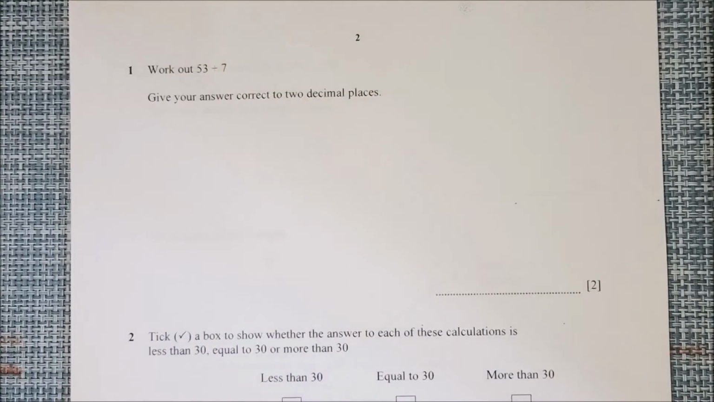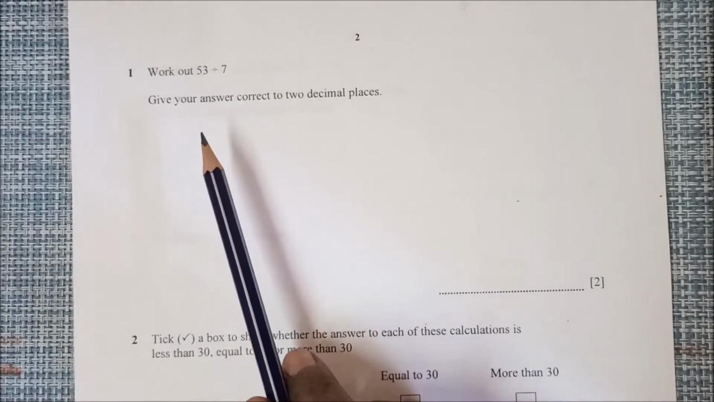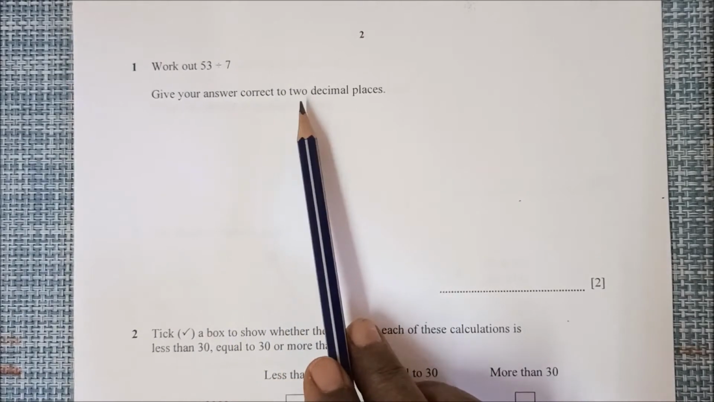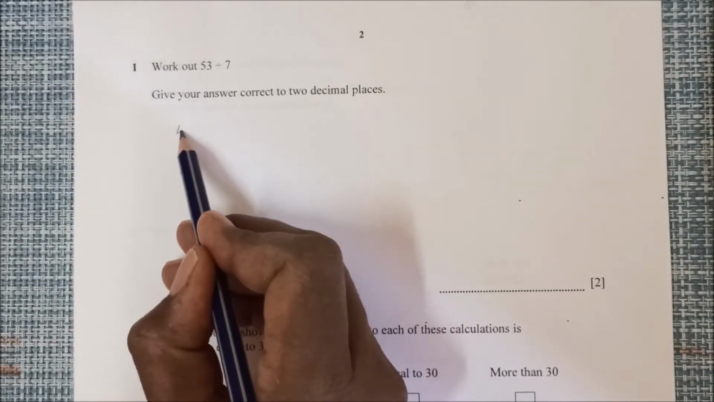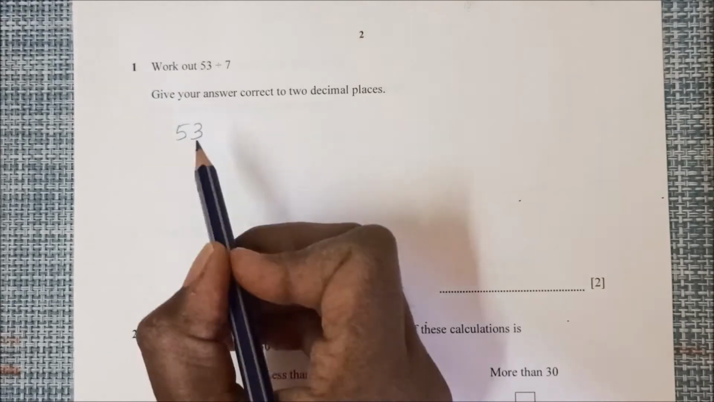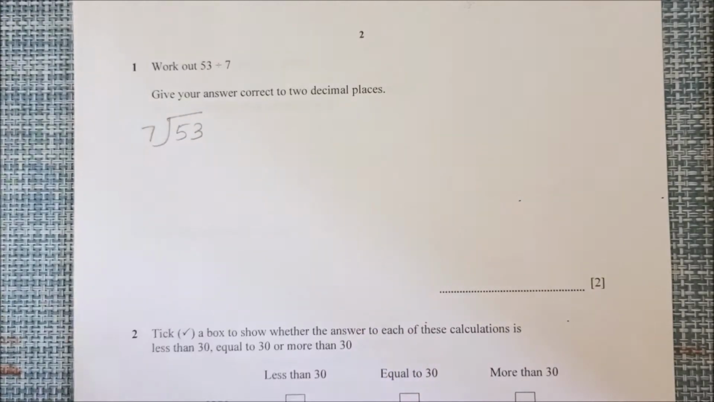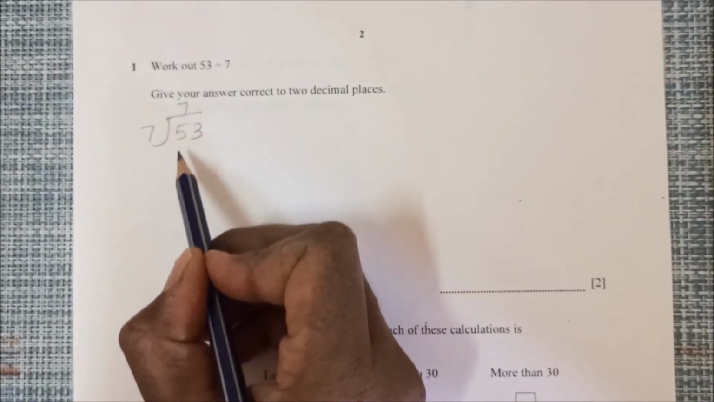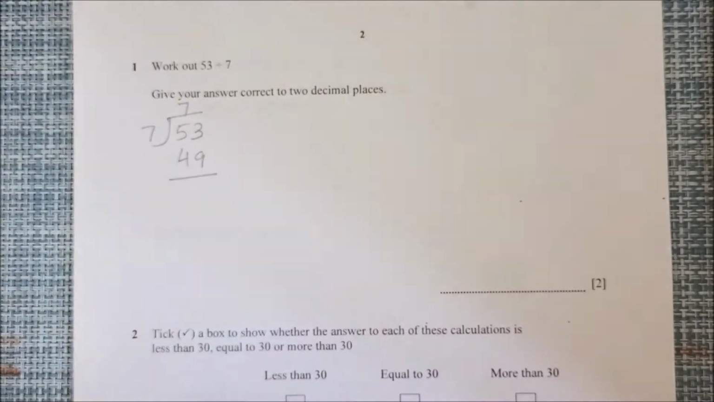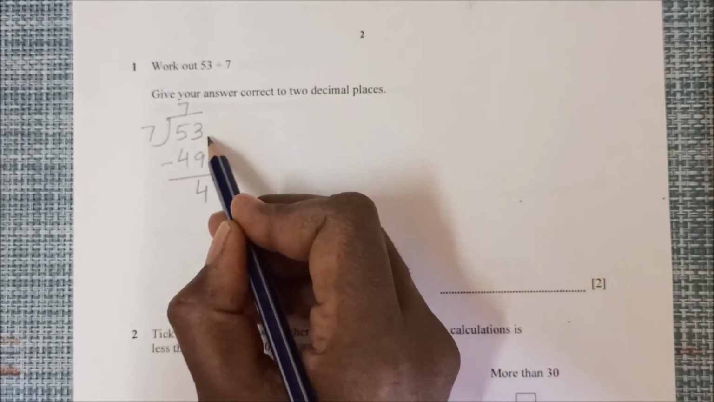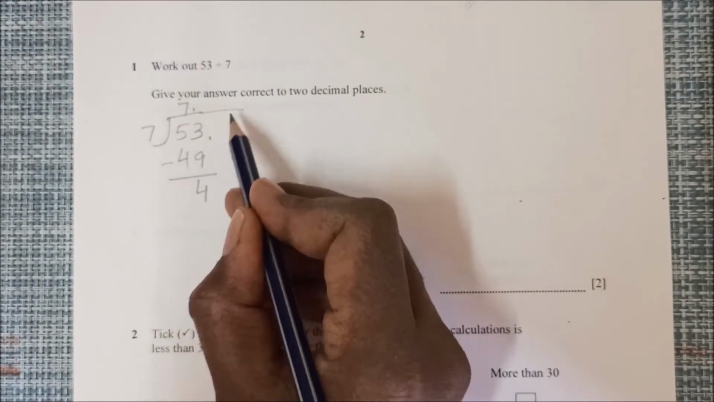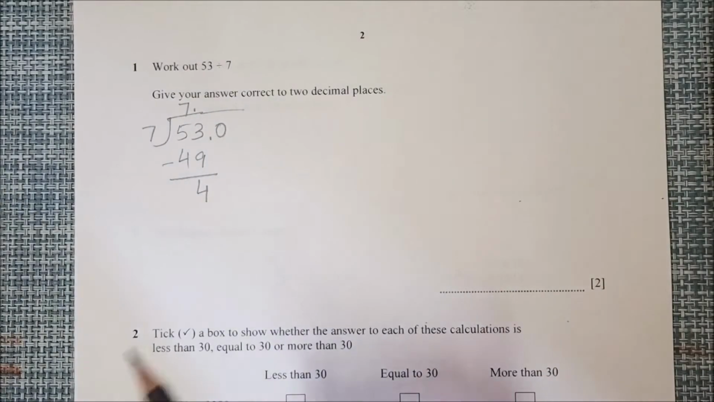Question number 1. Work out 53 divided by 7. Give your answer correct to 2 decimal places. So we'll divide 53 by 7. 7 times 7 is 49. Subtract, 4. To put a decimal we can just add zeros.